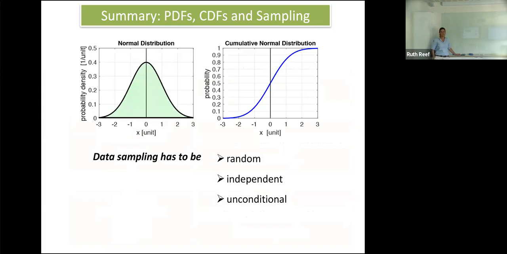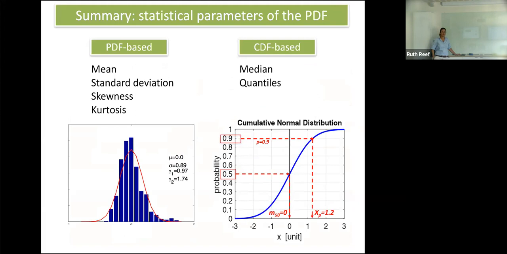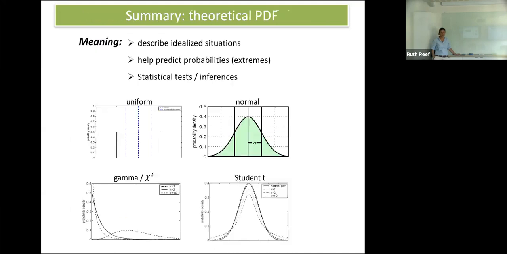And from those two, we got the moments that we wanted from the normal, from the PDF, and we got the median and quantiles from the PDF. We spoke a little bit about data sampling, about how it has to be random and independent and unconditional. And these are those summary statistics we got from each distribution. So now we know what a mean is and a standard deviation is, and skewness and kurtosis, and what a median is and quantiles are, and what theoretical distributions exist and their parameters. We can move on to things like hypothesis testing, which is really what we're here for.